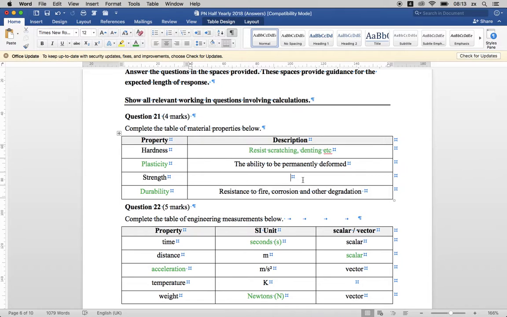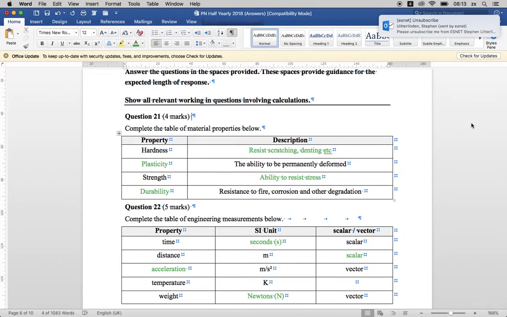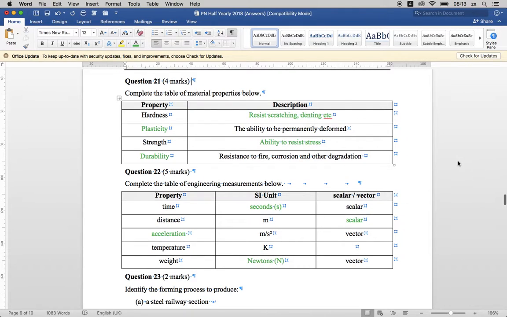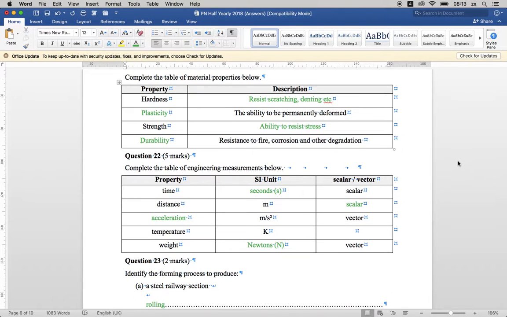Now, the next one is strength. I must have skipped this when I was filling in the answers, but strength is the ability to resist stress. So I'm going to write that in. Now, if someone said the ability to resist loads without failure, I could live with that answer, but stress is the more correct answer, because stress being, as we'll see later, load over area.